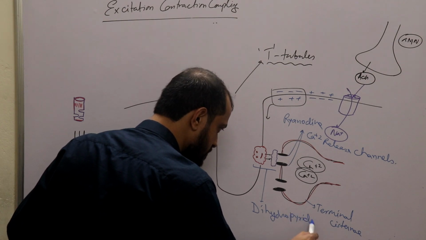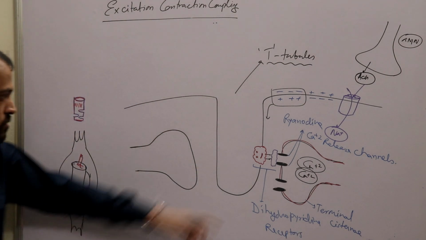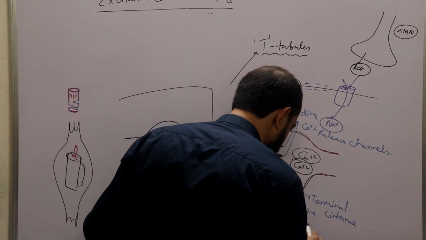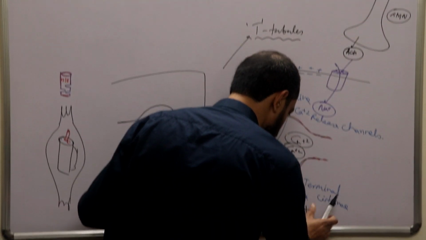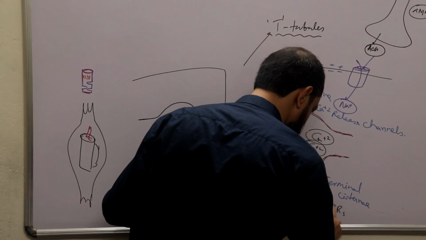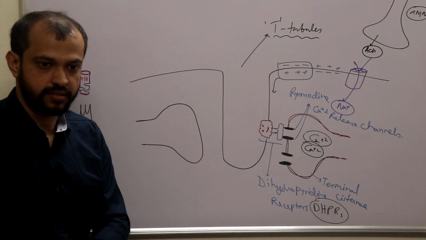dihydropyridine receptors. Clear? These proteins are known as dihydropyridine receptors, or in simple short form they are known by the name of DHPRs. Now listen with all your attention.